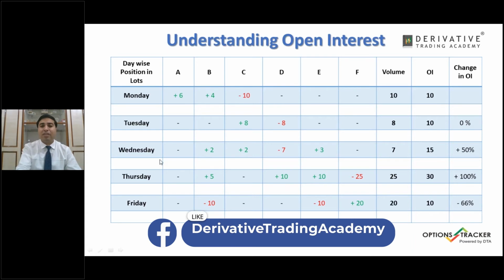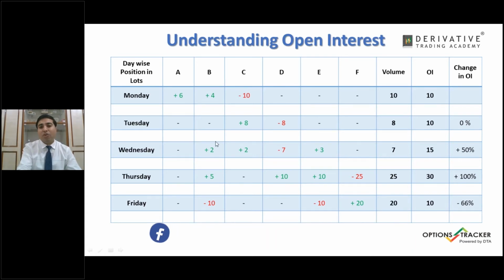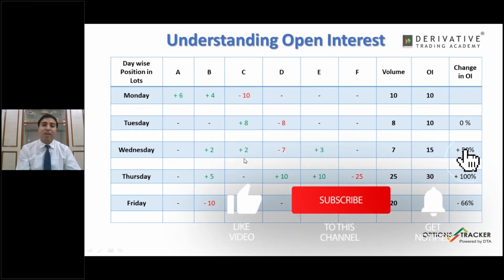Now look at Wednesday. On Wednesday, A has not traded anything. B, who earlier had 4 lots, added 2 more longs, so at the end of Wednesday B has 6 net long positions. Now look at C. C had minus 10 on Monday, plus 8 on Tuesday, so towards the end of Tuesday he had minus 2. But on Wednesday, he has added 2 on the long side. So his position is 0 towards the end of Wednesday.